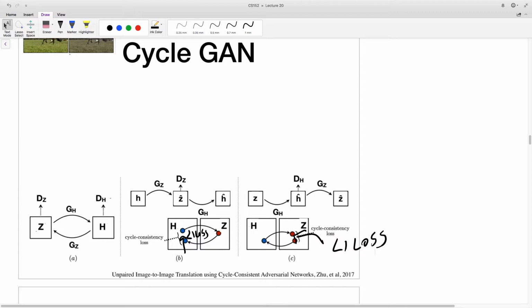And then when we look at a loss, let's say, for the zebra, it's how well do you fool the discriminator, plus how well do you round trip here and here. And then we'll do the same thing for the horse generator. How well do you fool the horse discriminator, plus how well do you round trip.